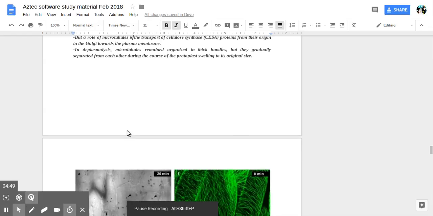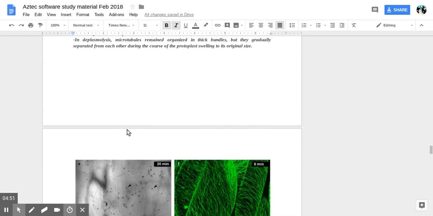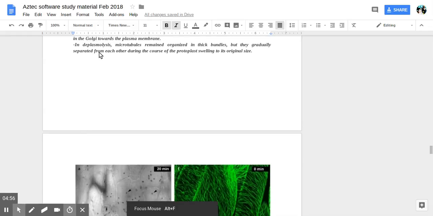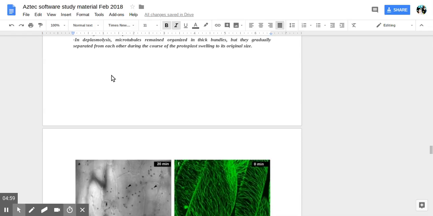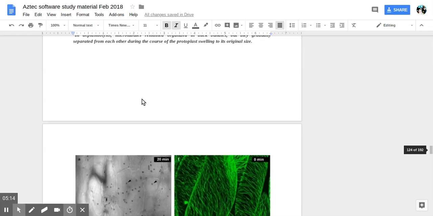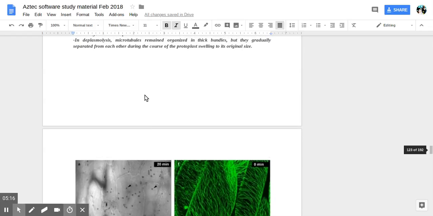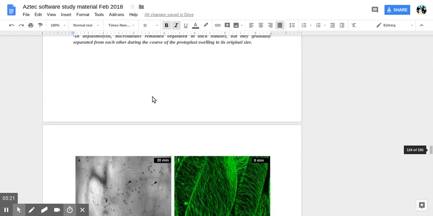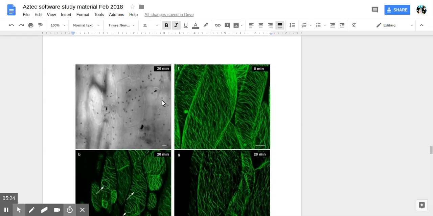So once you have deplasmolysis, which is the opposite of plasmolysis: plasmolysis is water leaving the cell, and deplasmolysis is water entering the cell. The microtubules go back to their regular shapes. They're less wavy, I guess you could say, because the water makes them more swollen.